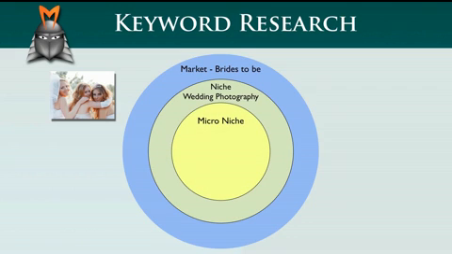In the challenge, we take things a step further and drill down to find what we call micro-niches. Micro-niches are niches within niches. For example, within the wedding photography niche, a micro-niche might be wedding portrait photography. The main reason we look for micro-niches is that there is generally less competition in micro-niches, which gives us a much better chance of obtaining a front page ranking in Google.